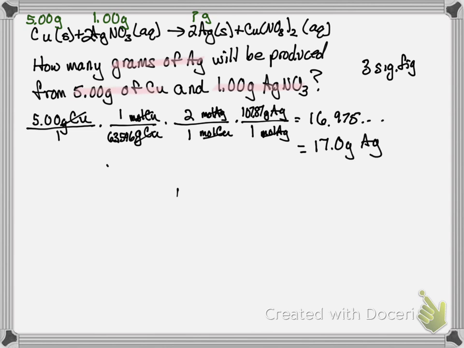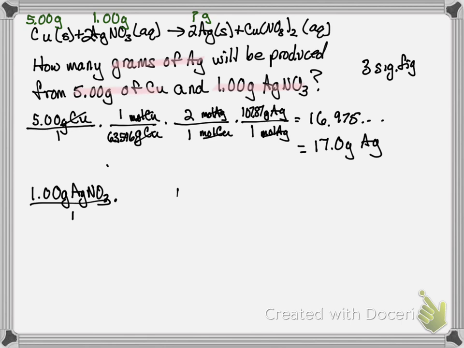Okay, that may or may not be how many grams of silver are actually produced. That's how many grams of silver would be produced if every single bit of the 5 grams of copper reacts. We don't know if that's possible yet. We need to figure out for our 1 gram of silver nitrate, what if that runs out first? So it's kind of like a hypothetical question here. How much silver could I make if I use up all my silver nitrate?